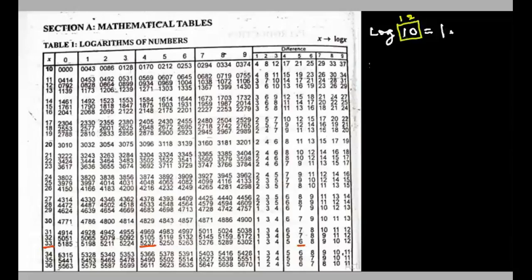Now, we don't have log 1 on the table, so I'll just look at log 10 only. Since there are no other digits there, we only have 1 and 0, so I'll just look for log 10 at 0. Log 10 at 0 is just 0, 0, 0, 0. And therefore, the logarithm of 10 is just 1.0000. It's the same thing as saying 1. And that's the answer.